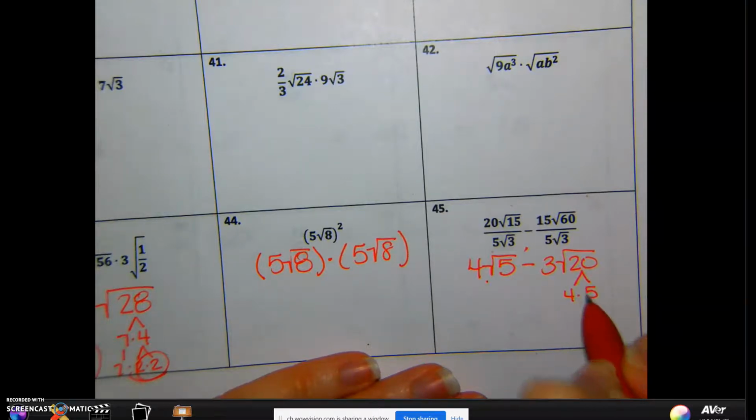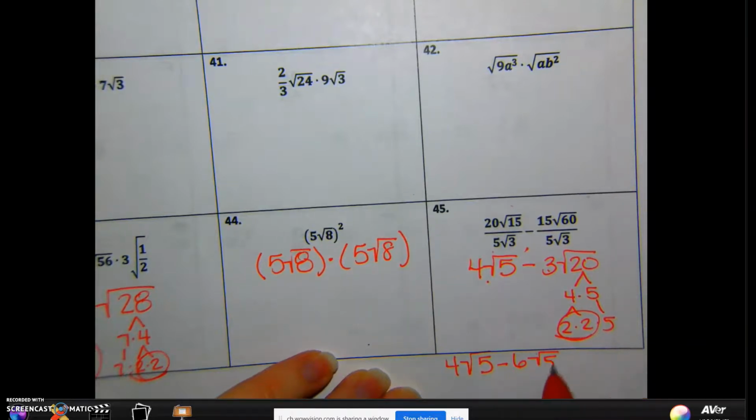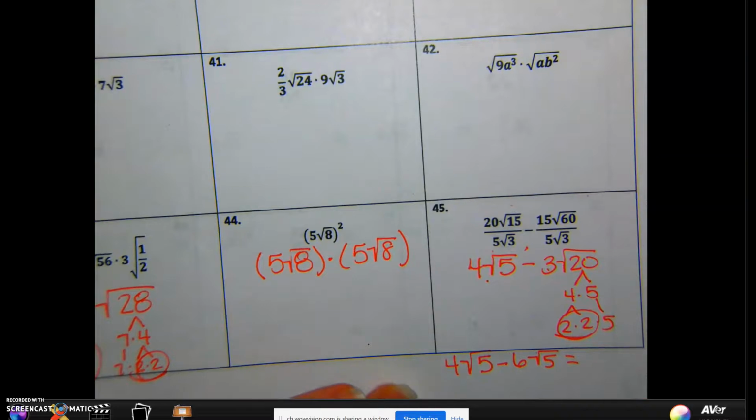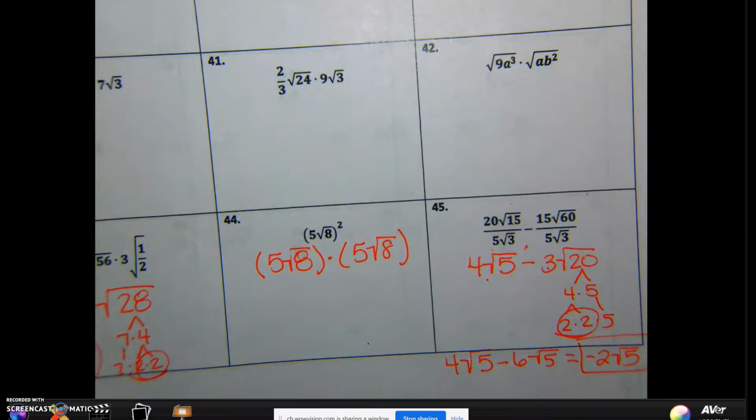4 breaks down into 2 and 2. Bring down my 5. Pair of 2s, it comes out. So what's 3 times 2? 6. So I have 4 square roots of 5 minus 6 square roots of 5. Is that right? Yes. So what does that leave me with? Negative 2 square roots of 5. Good. Okay.